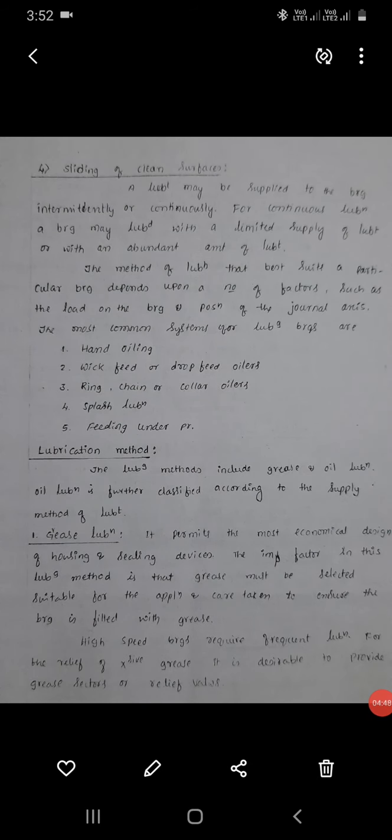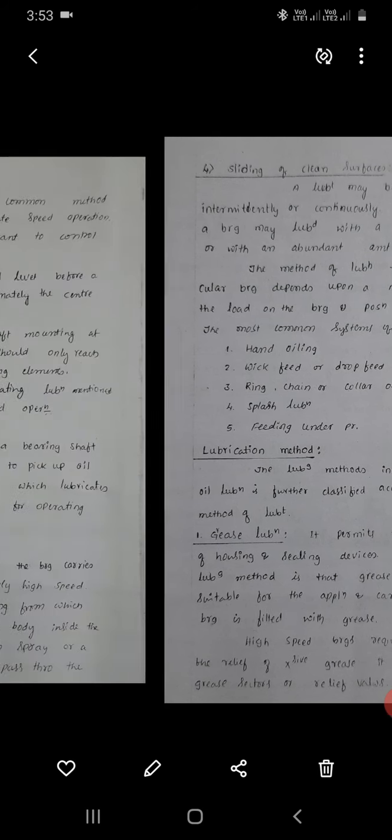Next is lubrication methods. Lubrication methods include grease and oil lubrication, which is further classified according to the method of supply of lubricant. Grease lubrication permits the most economical design of housing sealing devices. The most important factor in this method is that the grease must be selected suitable for the application, and care taken to ensure the bearing is filled with the grease. High speed bearings require frequent lubrication. For the relief of excessive grease, it is considered to provide grease sectors or relief valves.